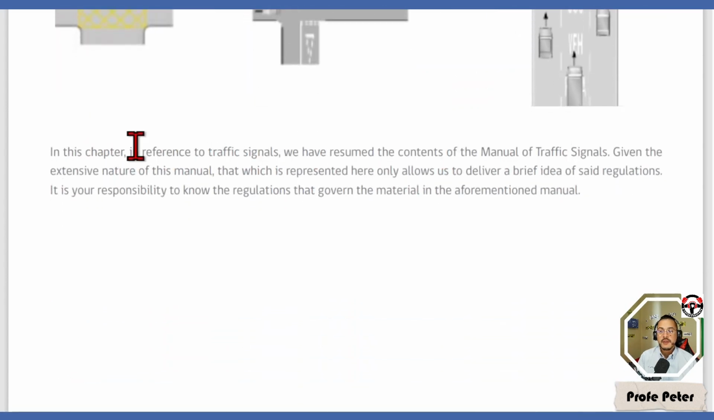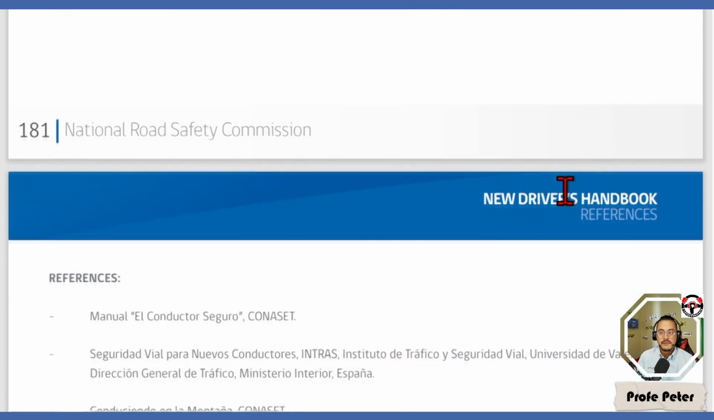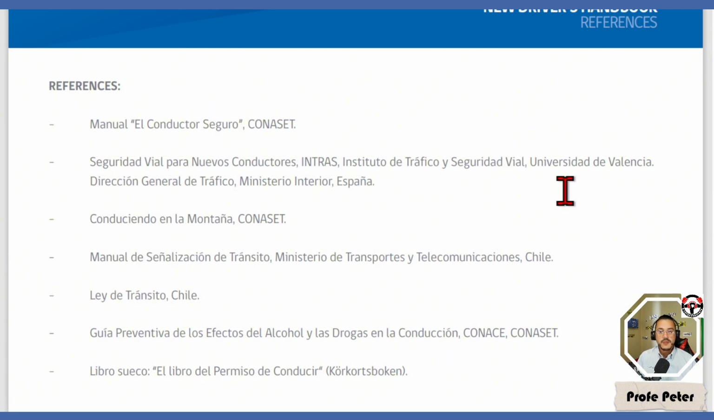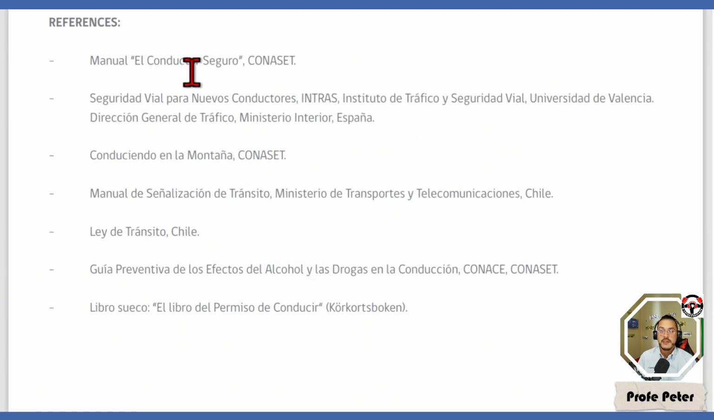In this chapter, in reference to traffic signals, we have summarized the contents of the Manual of Traffic Signals. Given the extensive nature of this manual, that which is represented here only allows us to deliver a brief idea of said regulations. It is your responsibility to know the regulations that govern the material in the aforementioned manual. Some references to this book, as you can see here.